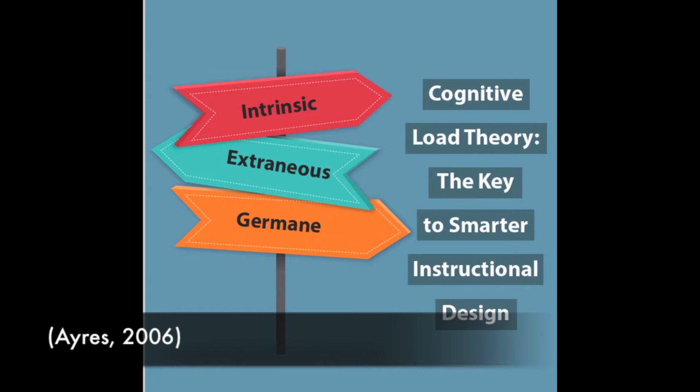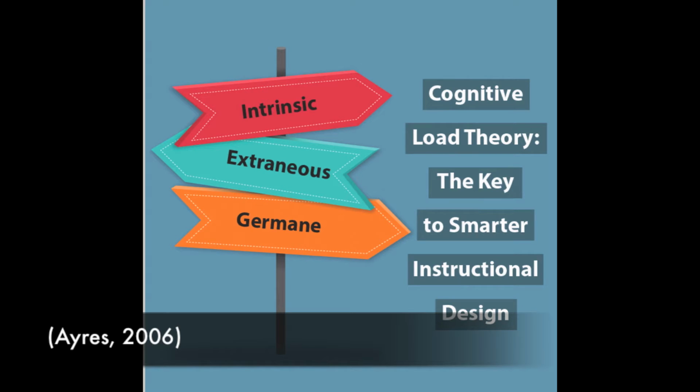There are three main types of load that make up our total cognitive load. The first type is the intrinsic cognitive load. This depends on the complexity of the material and how the learners interact with it. An important note about this is that it cannot be changed by instructional design principles.